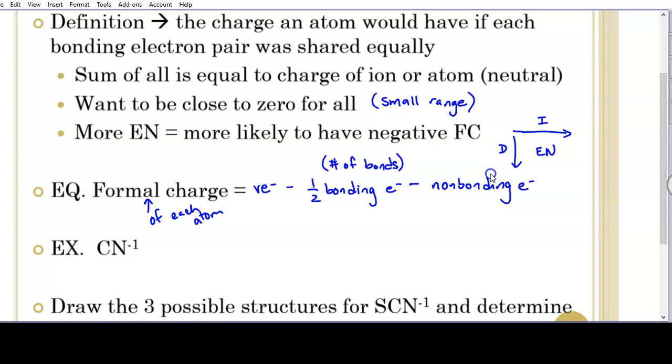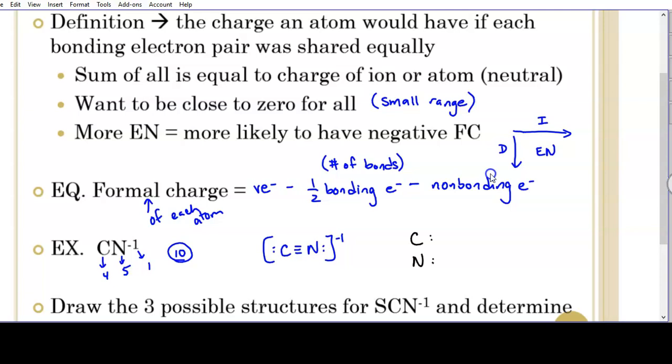So the example I have here is CN -1. To determine the formal charge, I have to do the dot structure first. So carbon is 4, nitrogen is 5, this is 1, a total of 10. Okay, I go through my whole process. In the end, you should get this structure. I'm going to find the formal charge of carbon and the formal charge of nitrogen.